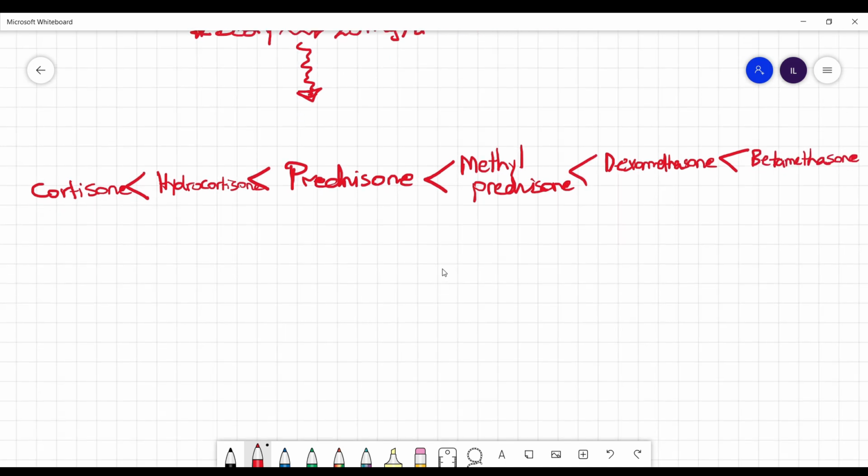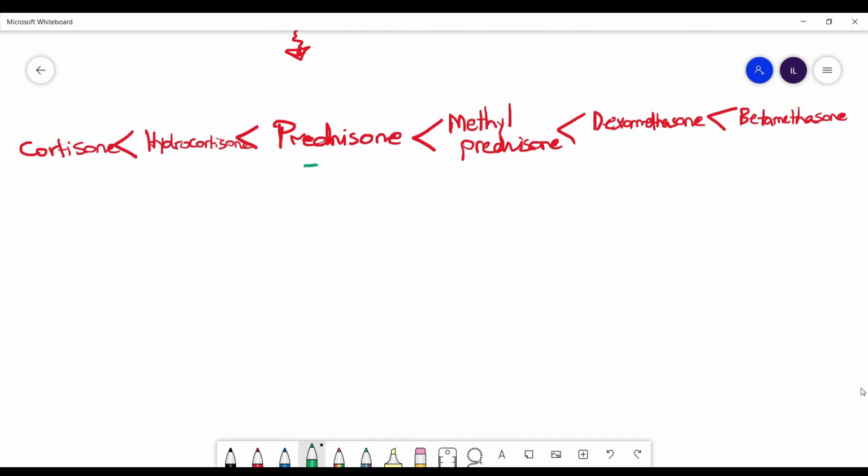Now if you want to take it one step further and compare the strength of these steroids together, we assume prednisone 5 milligrams here. It's equivalent to 20 milligrams of hydrocortisone and 25 milligrams of cortisone. Also, 5 milligrams of prednisone is equivalent to 4 milligrams of methylprednisone and around 1 milligram of dexamethasone and 0.5 milligram of betamethasone, which is 10 times stronger than prednisone.